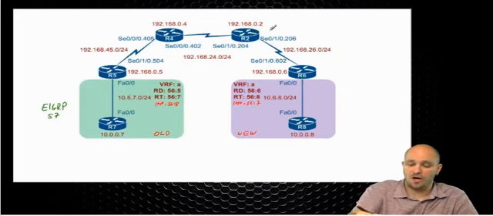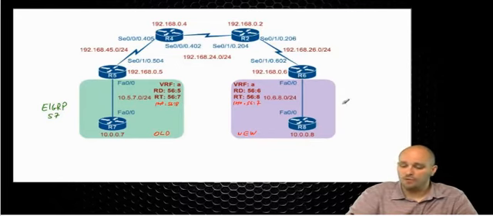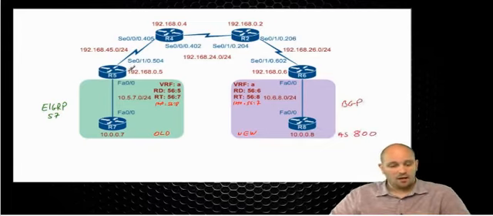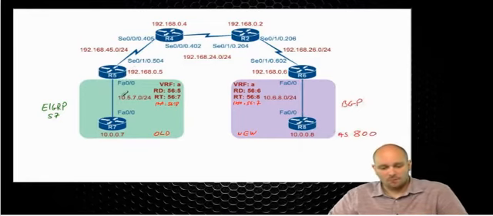And here between R6 and R8, let's run BGP. So this is going to be in AS, let's say, 800. So we are going to run AS 800 here. Let's start with the EIGRP side. Actually, let's start with the BGP side. So I'm going to go to R8.